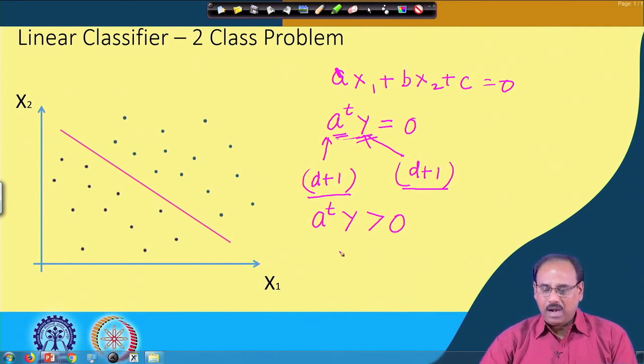Our original classification rule was: if y is taken from class omega 1, then A transpose y will be greater than 0; if y is taken from class omega 2, then A transpose y should be less than 0. So, what we have done is simply negate y for all the samples taken from class omega 2. After negation, whether the samples are taken from class omega 1 or class omega 2, I should always have A transpose y greater than 0. This is simply for the convenience of designing the decision boundary.